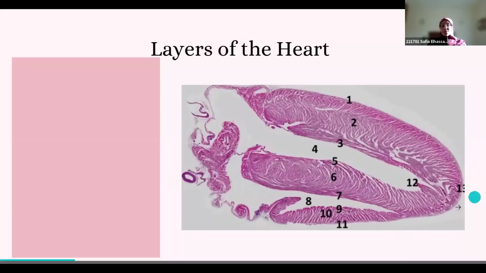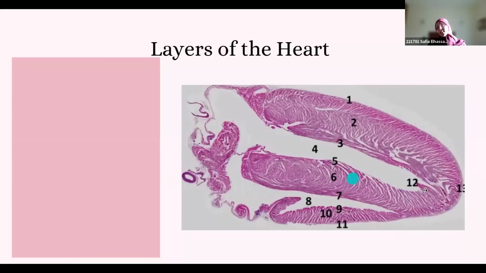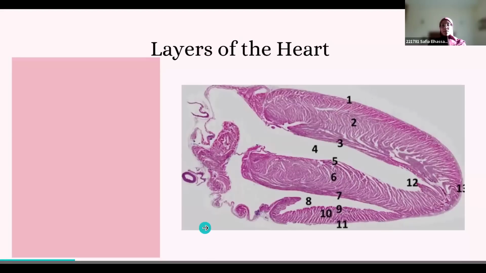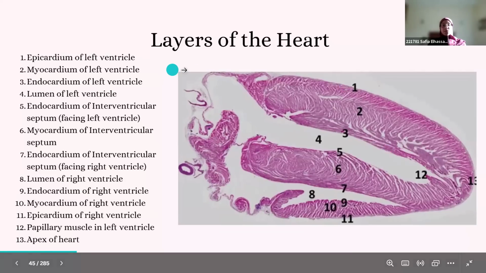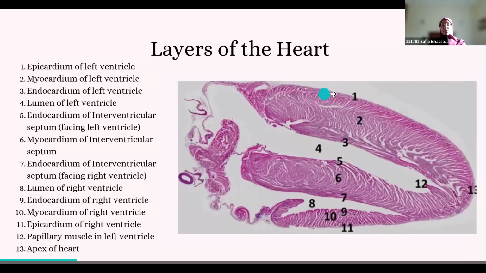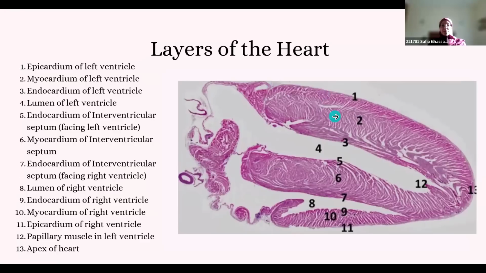Okay, so number 13, it's a bit cut off actually, but number 13 would be considered the apex of the heart. Number 12 is pointing at a structure that's located inside of the heart, so inside of the heart muscles. This is the papillary muscle. The function of the papillary muscle is basically to prevent the inversion of the valves, specifically the mitral valve in this case, because this is the left side of the heart. Okay, so this is just the full list of everything that we just talked about. Let's move on.